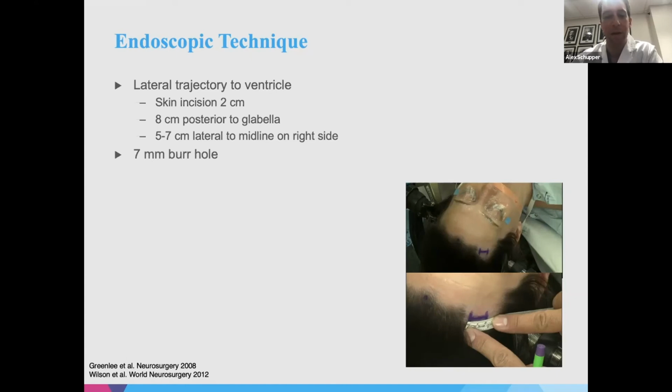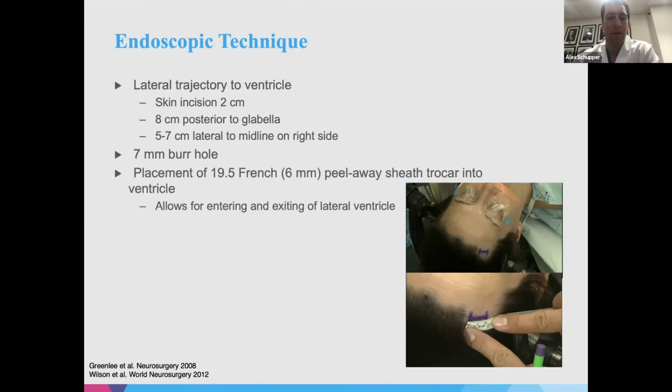You don't have to use a huge burr hole. 7 millimeters is fine for most working channel endoscopes that we use. And then this corresponds with a 19.5 French or 6 millimeter peel away sheath trocar that we use to access the ventricle.